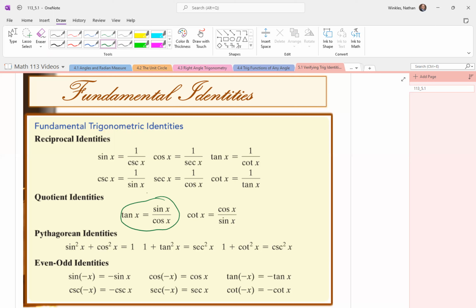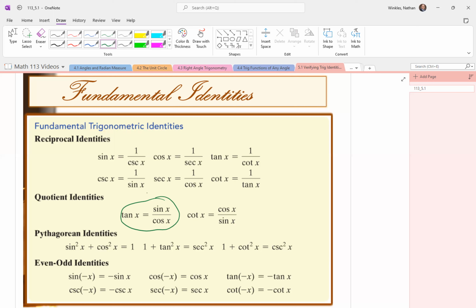Even and odd identities, sometimes we play with these when proving, but in general, we don't. But we'll just do a little refresher. Sine of negative x is equal to minus sine of x, because it's an odd function. Cosine of negative x is equal to cosine of x, because it's an even function. Tangent of negative x is equal to minus tangent of x, because it's odd.